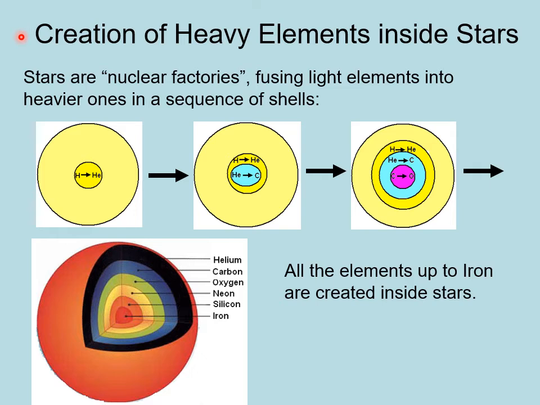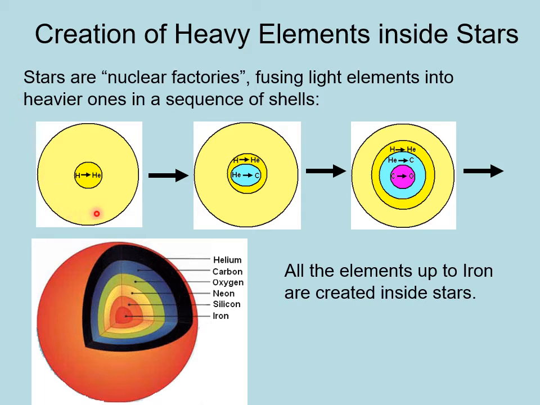One of the most amazing and important things about the way stars die is that they create heavy elements inside their cores. So stars are nuclear factories fusing light elements into heavier ones in a sequence of shells. And this is where all the elements come from. And so this is sort of an amazing creation story, one that's based on science.